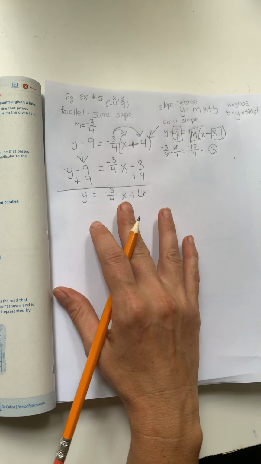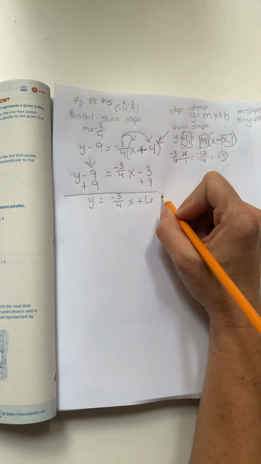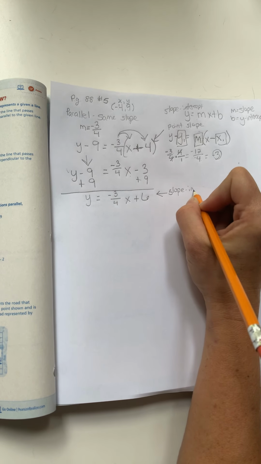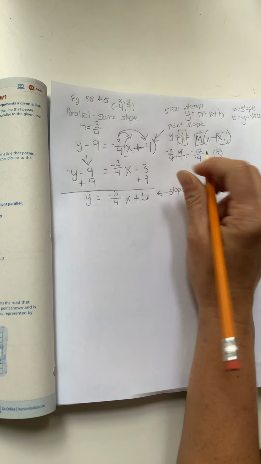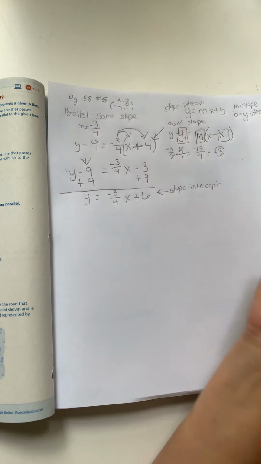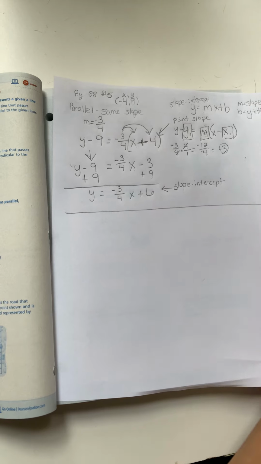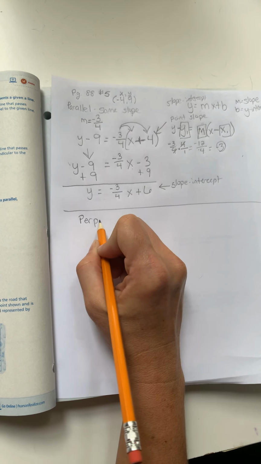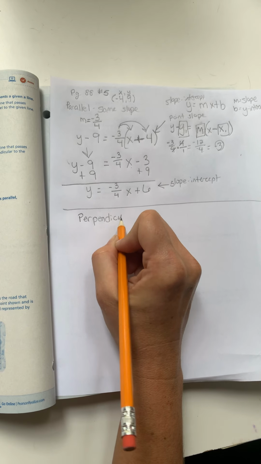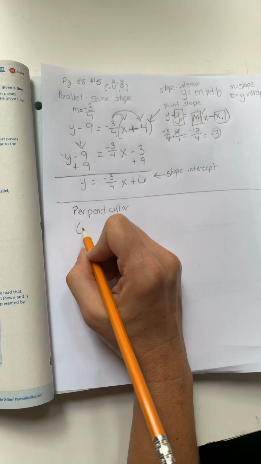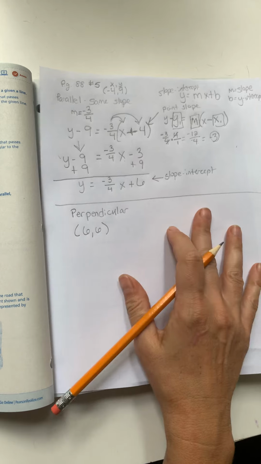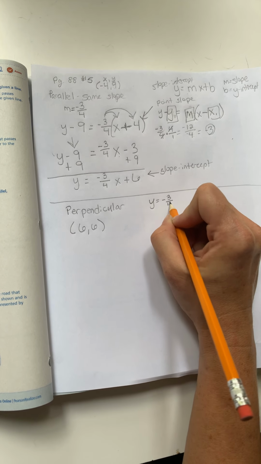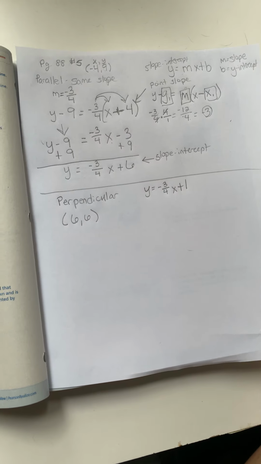All right, so that's how you do a parallel line. And if it says slope-intercept form, then this is how you want to write it. If it asked for point-slope form, you could have left it here. Now we want to do a perpendicular line. And it goes through 6, 6. It's perpendicular to that negative 3/4 x plus 1.